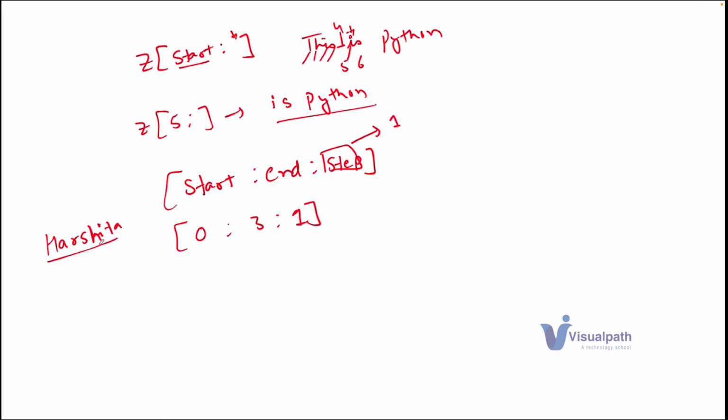So let us take this Harshita. I'm saying I would like to start from index 0. So then I have 1, 2, 3, 4, 5, 6, 7. So I'm saying the end is 1, end is 3.